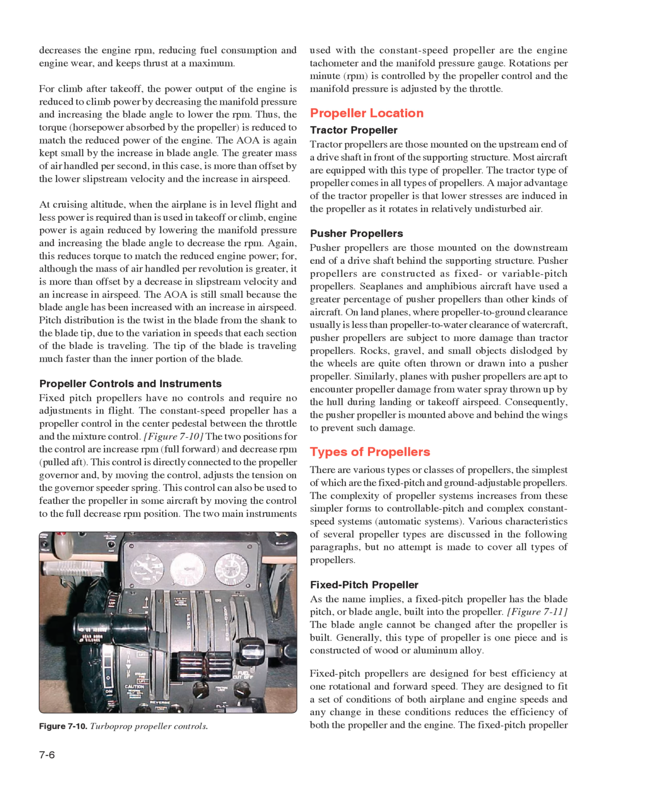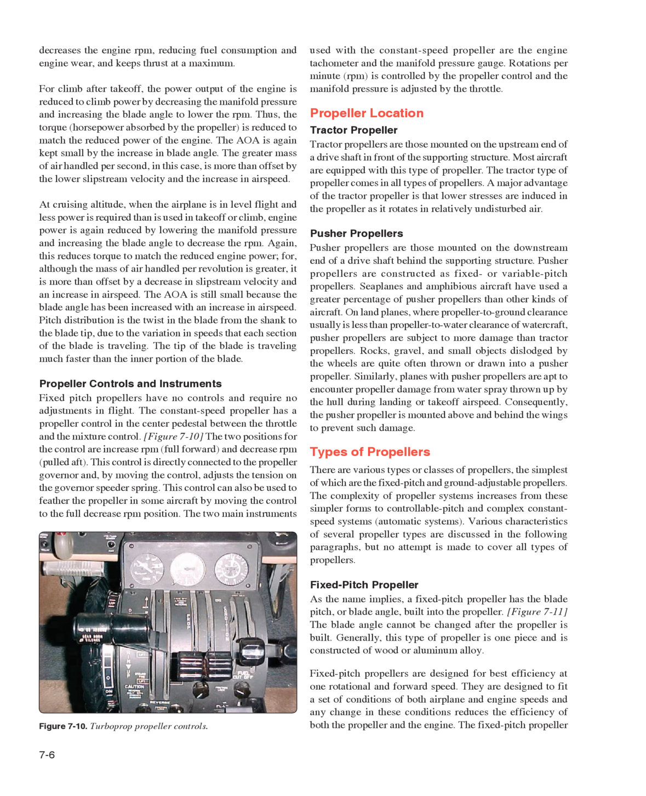Propeller controls and instruments. Fixed pitch propellers have no controls and require no adjustments in flight. The constant speed propeller has a propeller control in the center pedestal between the throttle and the mixture control. Figure 7.10. The two positions for the control are increase RPM, full forward, and decrease RPM, pulled aft. This control is directly connected to the propeller governor and, by moving the control, adjusts the tension on the governor speeder spring. This control can also be used to feather the propeller in some aircraft by moving the control to the full decrease RPM position.